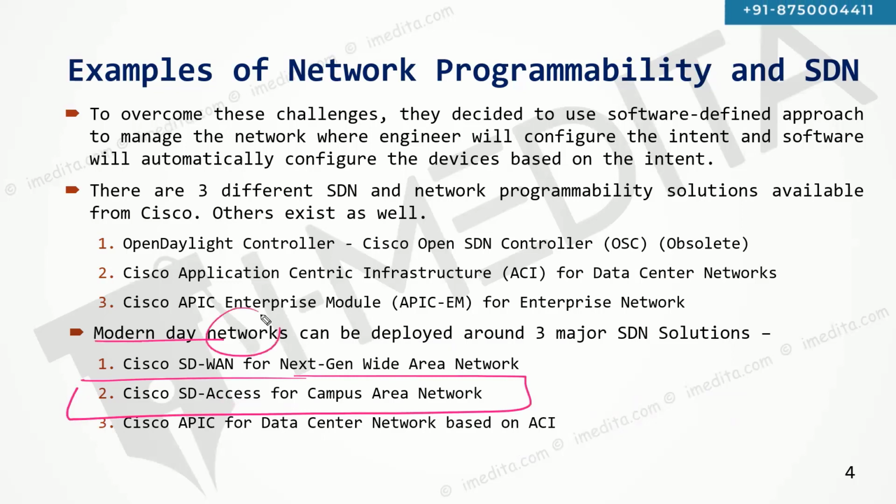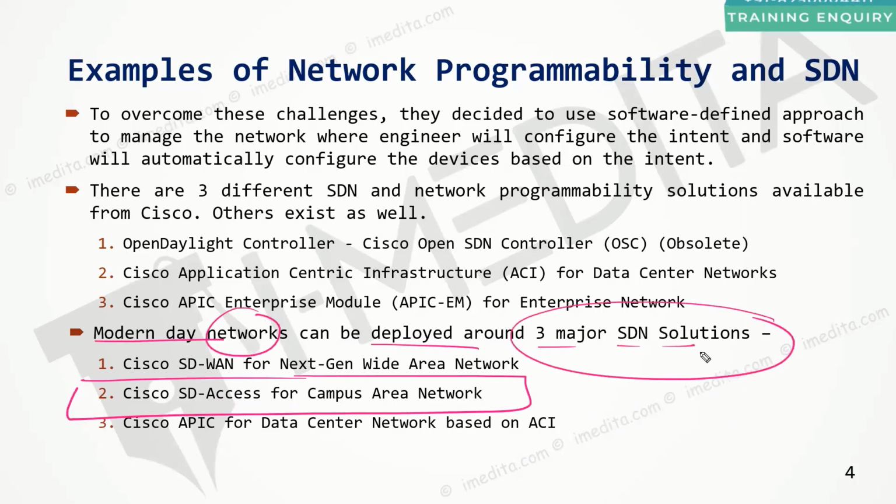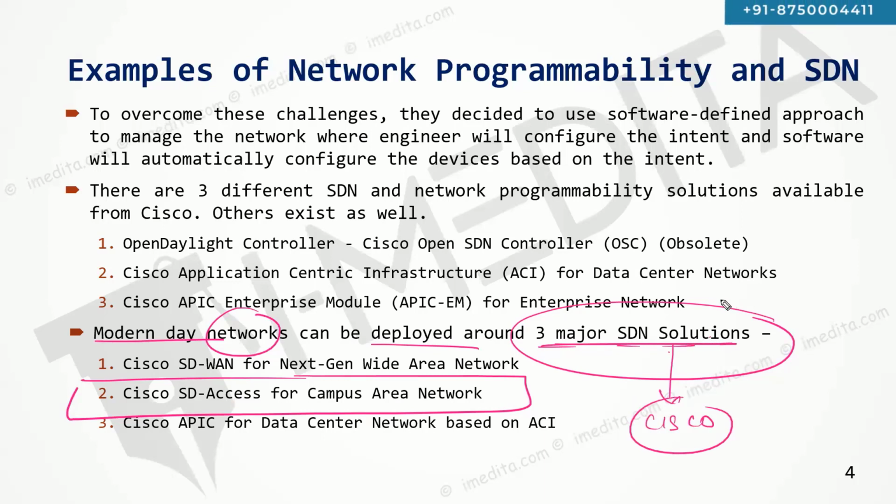So modern-day networks can be deployed around three major SDN solutions. Remember that we are talking about Cisco, so these are three major SDN solutions offered by Cisco. If you have Cisco devices, you can go for SD-WAN. If you have Cisco devices, you can go for SD-Access.